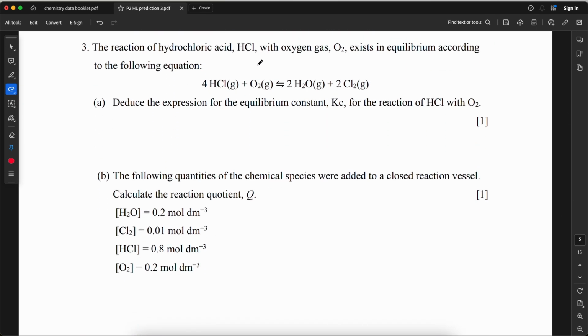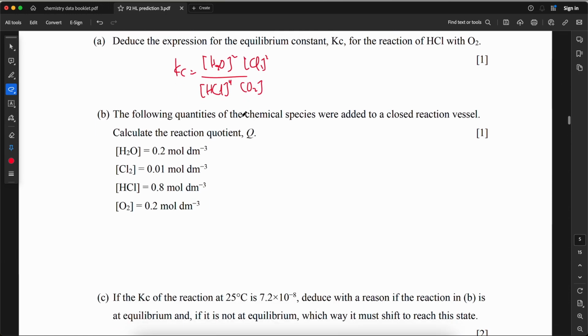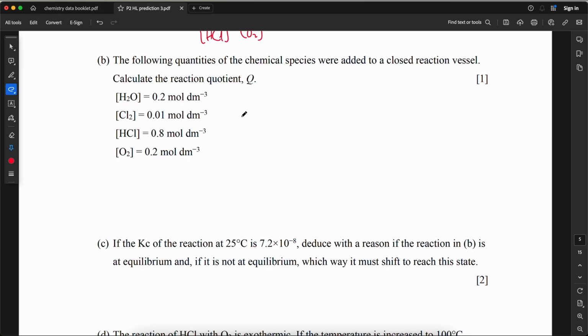The reaction of hydrochloric acid HCl with oxygen gas O2 exists in equilibrium according to the following equation. Deduce the expression for the equilibrium constant Kc for the reaction of HCl with O2. So that would be the products to the power of their coefficients divided by the reactants to the power of their coefficients. The following quantities of the chemical species were added to a closed reaction vessel. Calculate the reaction quotient, which is Q. Q is calculated the same as Kc, but it includes concentrations that might not have reached equilibrium yet.